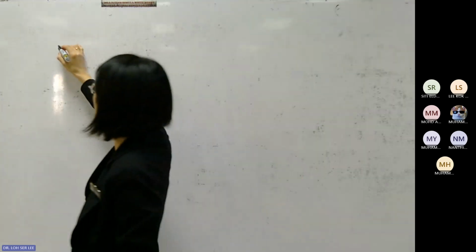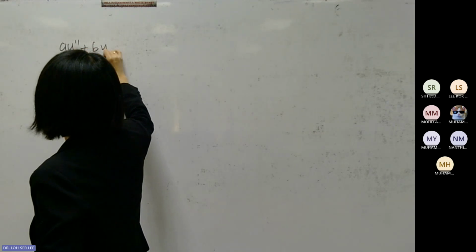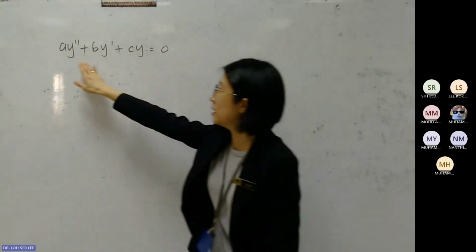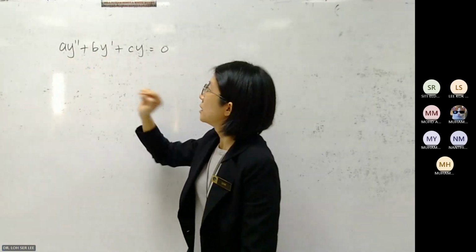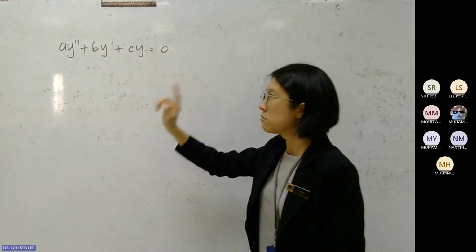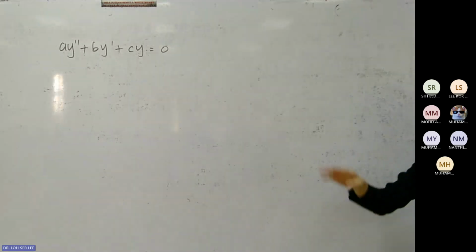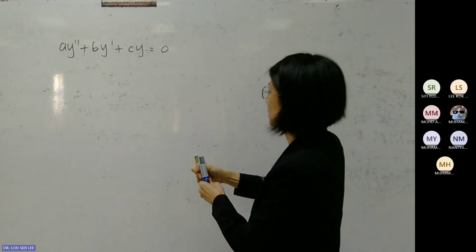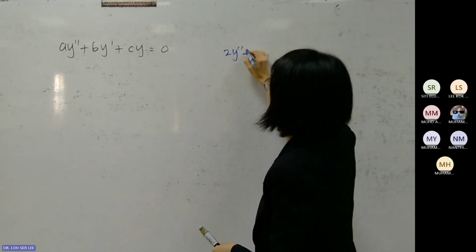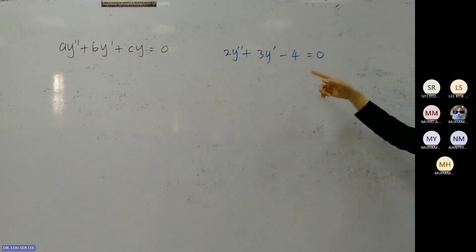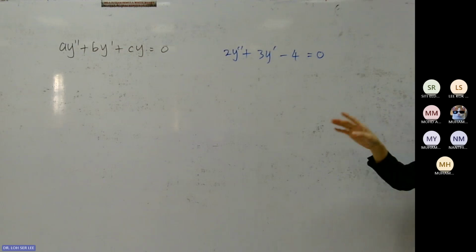Okay, next, we want to see how to solve this kind of differential equation. This is a second order linear homogeneous differential equation with constant coefficients. For this type of differential equation, for example, 2y double prime plus 3y prime minus 4y equals 0, we will solve using this way.